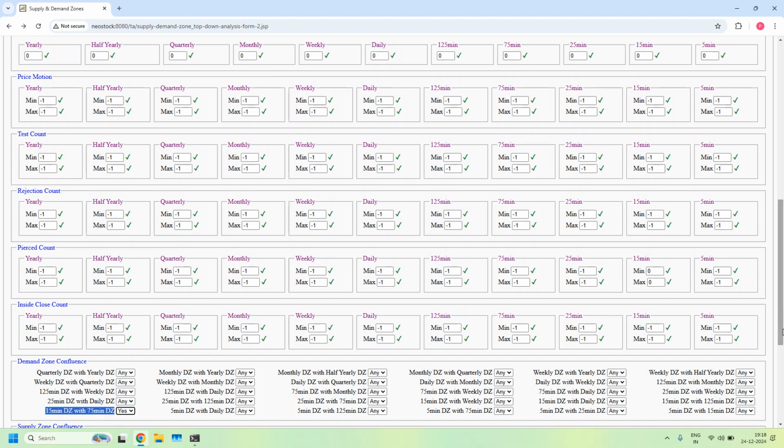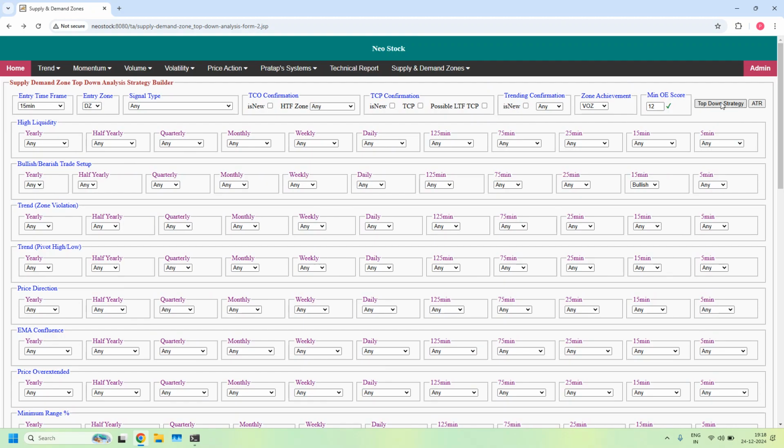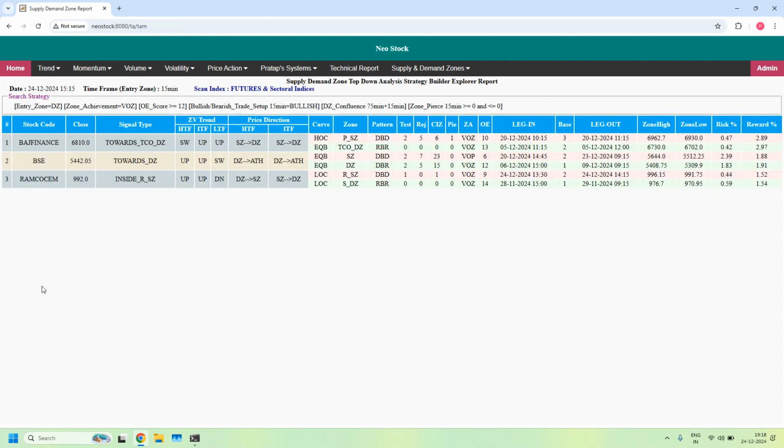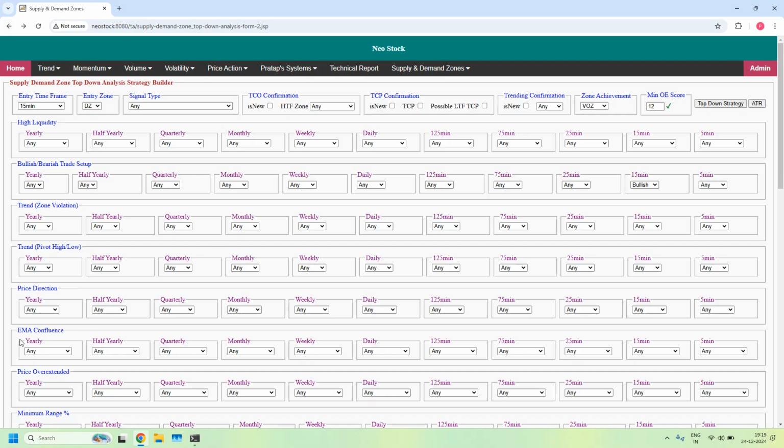I enabled the filter. With this filter, in the 4 stocks, we got 3 stocks. Out of 4, we got 3 stocks. In these 3 stocks, these 15 minutes demand zones are part of the 75 minutes demand zone, and 75 minutes trend is uptrend, ITF trend. If any of these 3 stocks are having daily EMA confluence, they are even more high probability trade setup supported stocks. Let's verify. In the EMA confluence at 75 minutes time frame, why?